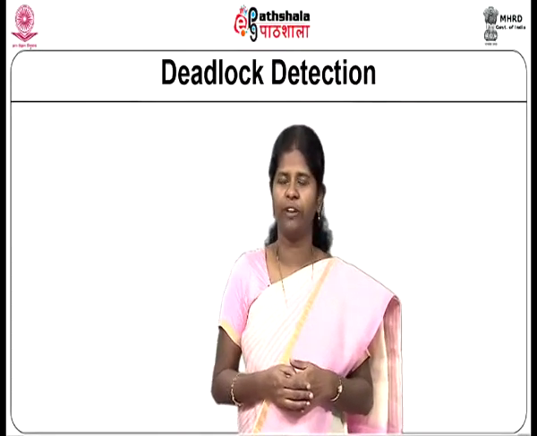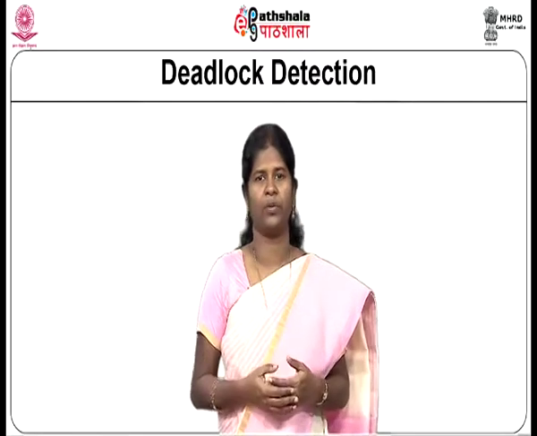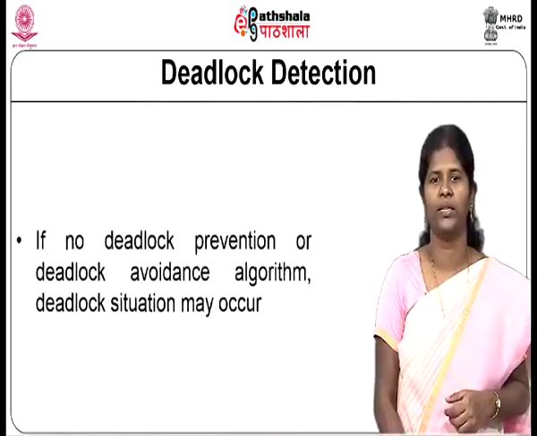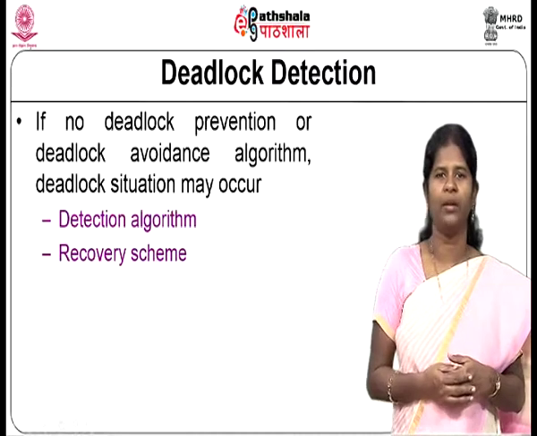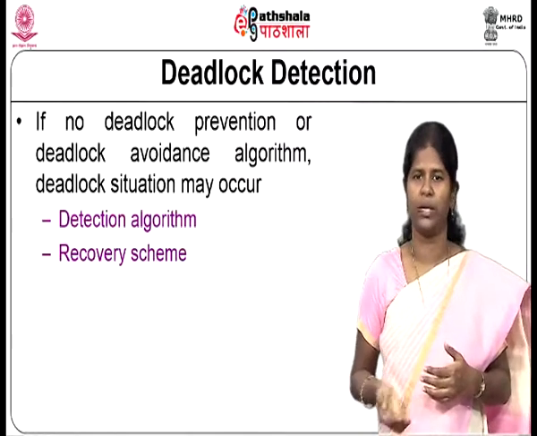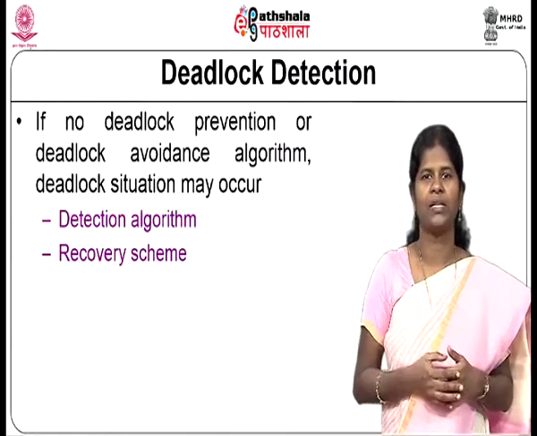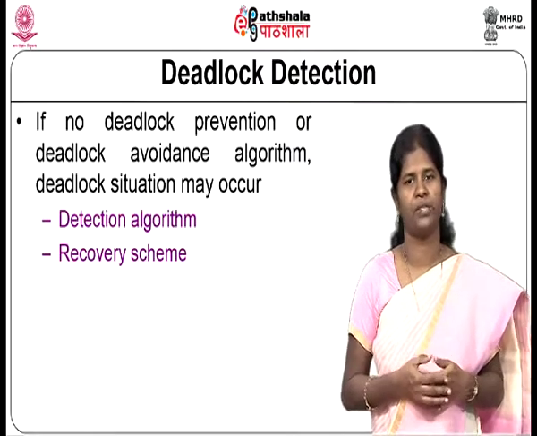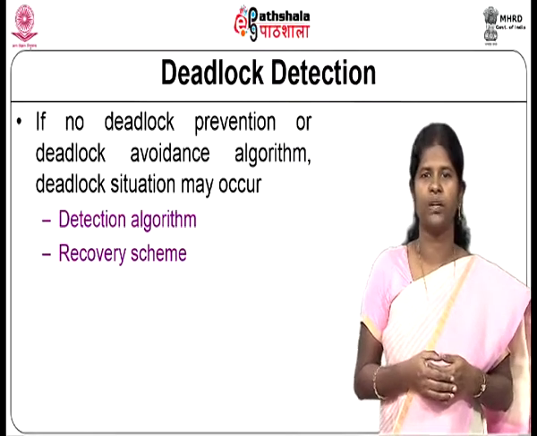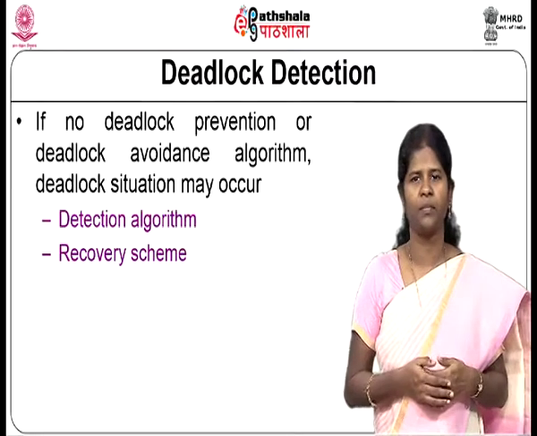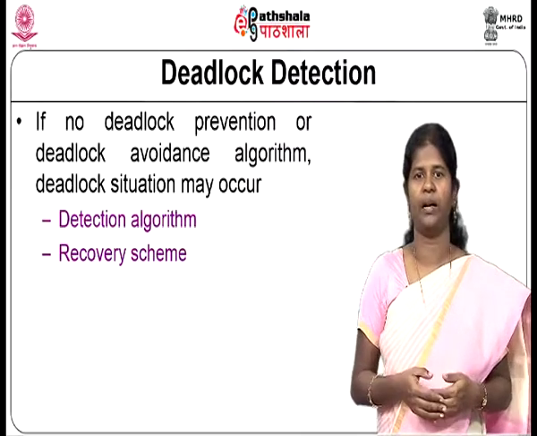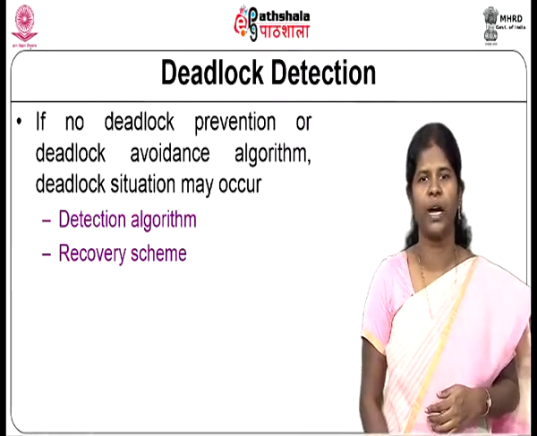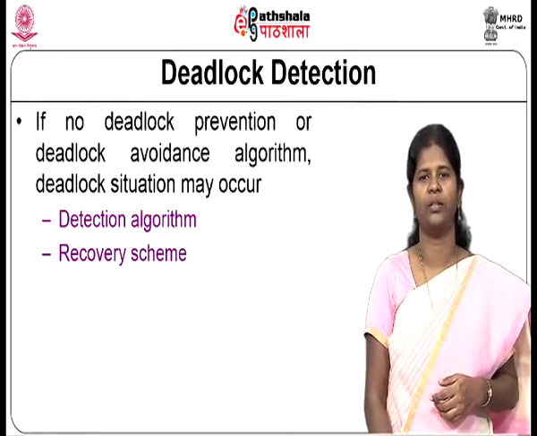And if you are not handling prevention or avoidance of deadlocks, then deadlocks will happen in the system. When deadlock is happening in the system, you need to have some mechanism to find out if there are deadlocks, and when you find that there are deadlocks, you need to have mechanisms to recover from them.